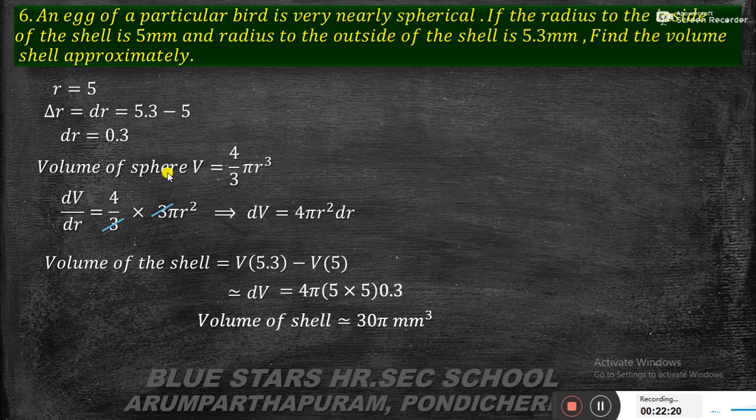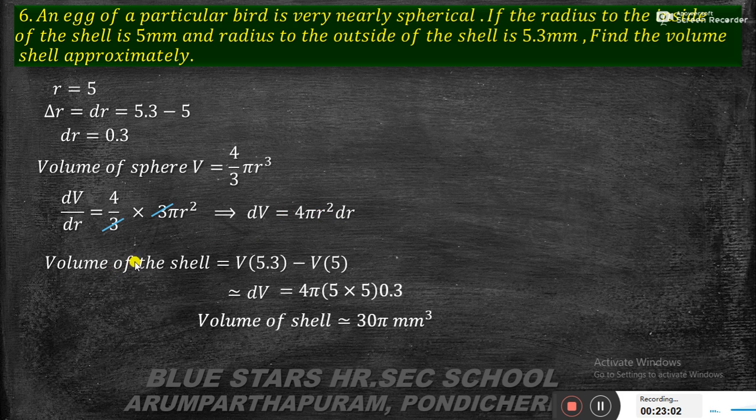Next, the volume of the sphere. Because the egg is in the shape of a sphere, and they ask about the volume of the shell, the volume of the shell means the volume of the spherical shape. The volume of the sphere, V equals 4 by 3 pi r cube. This is the formula for the volume of the sphere. In the next step, I differentiate with respect to r on both sides. So dV by dr equals 4 by 3 into pi into the derivative of r cube. Differentiation of r cube is 3r square. So the 3 cancels, and dV equals 4 pi r square dr.